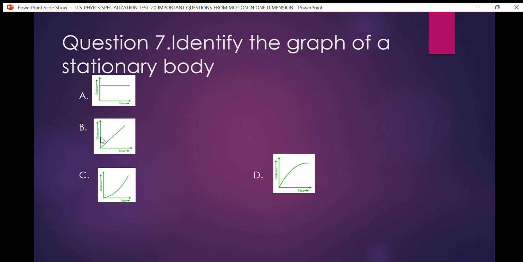So if, with respect to time, there is a change in distance, you can say the body is in the state of motion. And here again, as time increases, the distance increases, so the body is in the state of motion. And here as time increases, the distance increases, the body is in the state of motion. So only in option A, there is no change in distance with respect to time. So we say the body is in the state of rest. So the graph of a stationary body is option A.